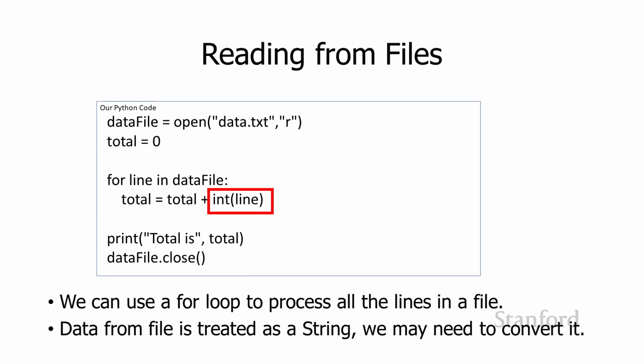There is one difference here, though, and that is we need to explicitly convert whatever we're reading from the file into an integer. We could also convert it to a floating point number if we want. And this is because when we read from a file, Python always treats whatever we've read from the file as a string.